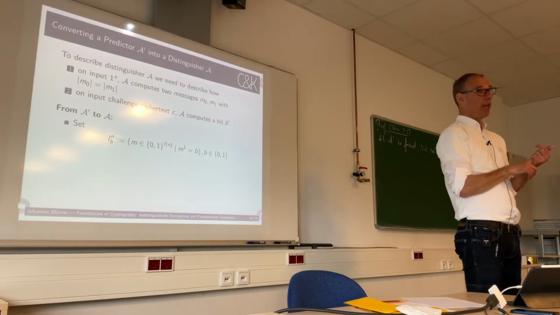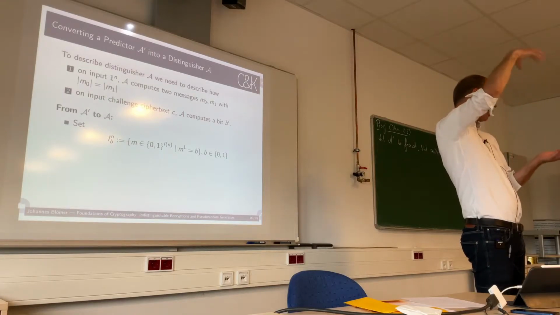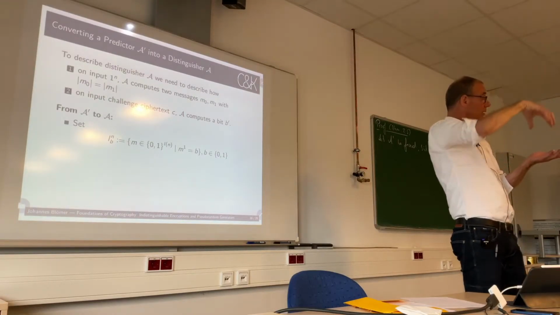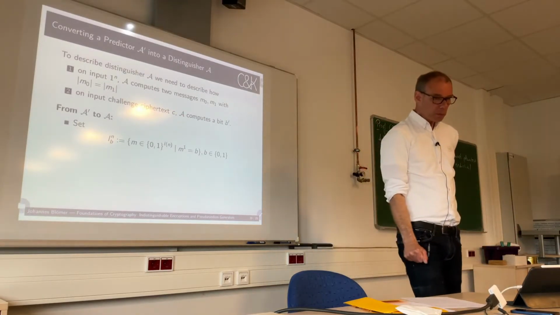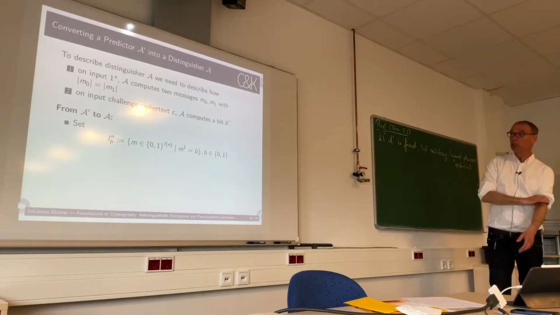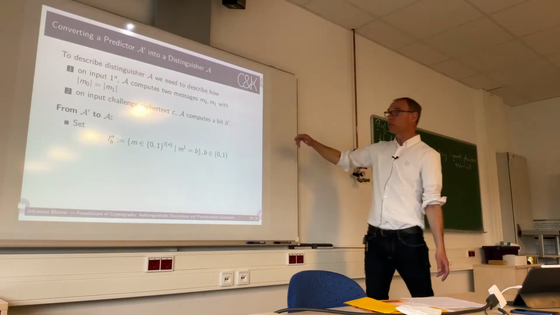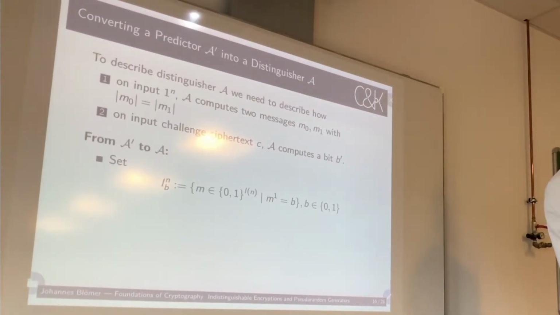That's what we often call a black box. We can put something in, something gets out, but we cannot look inside the box. Okay? That is required by our theorem. So now, if we want to get from the predictor to the distinguisher, we need to describe how, on input 1 to the n, A computes the two messages, right? Because we are in the eavesdropping game, and in the eavesdropping game, A computes two messages that it gives to the challenger.